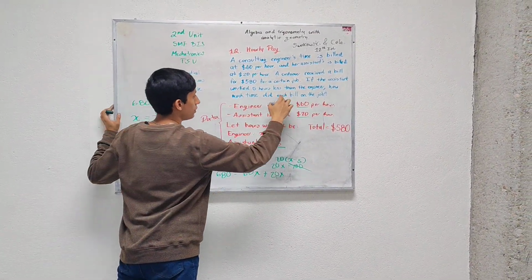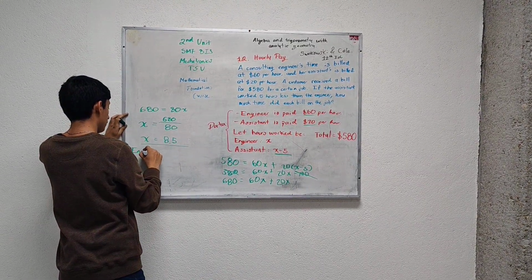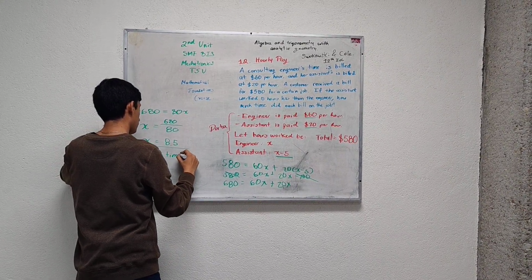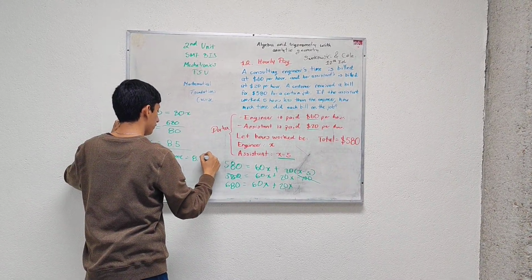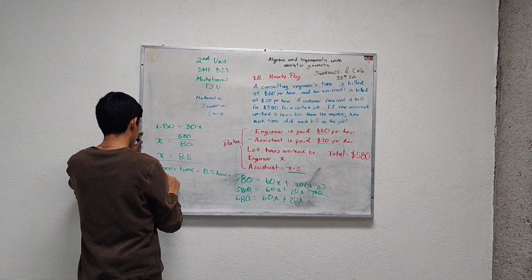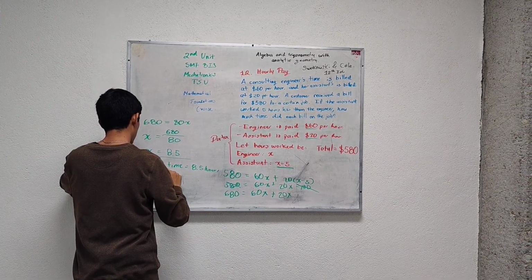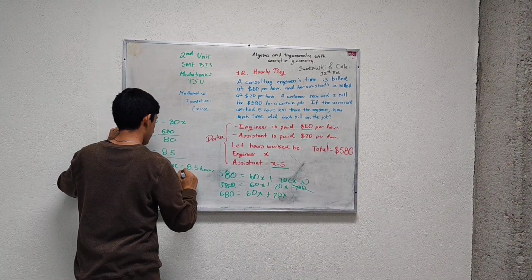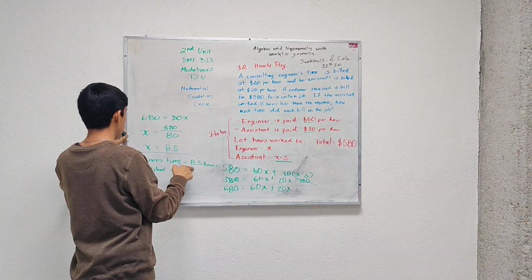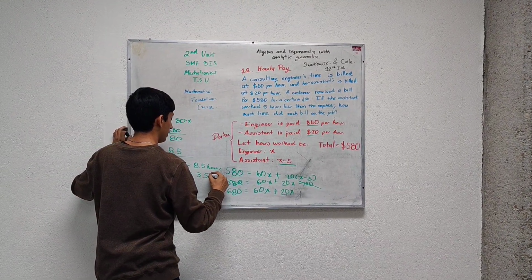So, how much time did each bill on the job? The engineer's time was 8.5 hours, and the assistant's time was 5 hours less than the engineer's. So this was 3.5 hours.